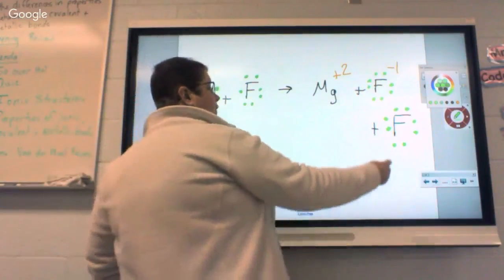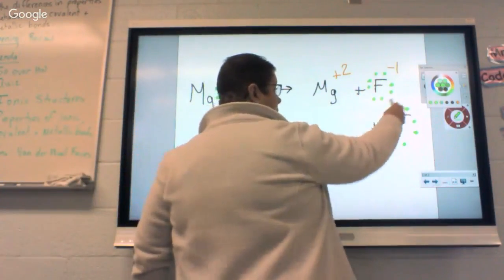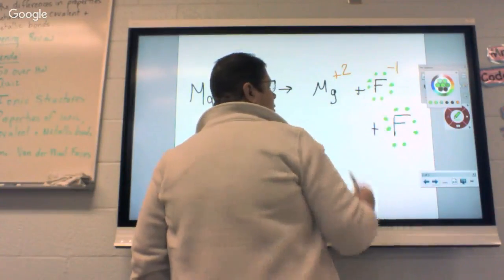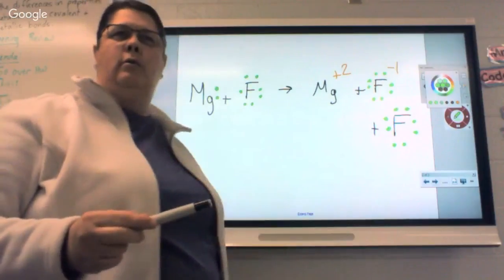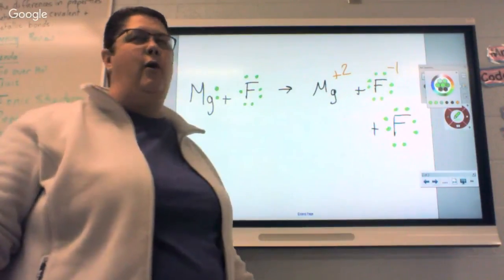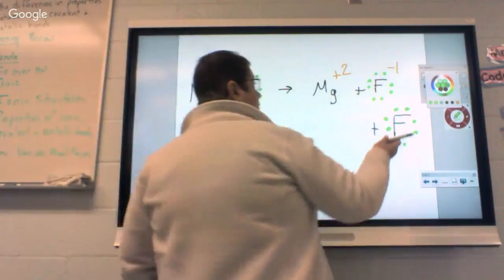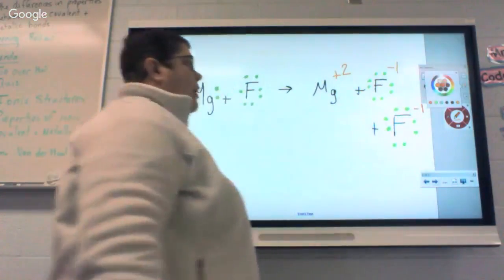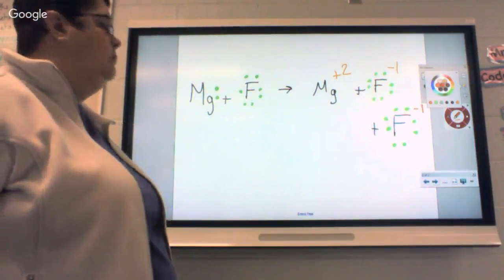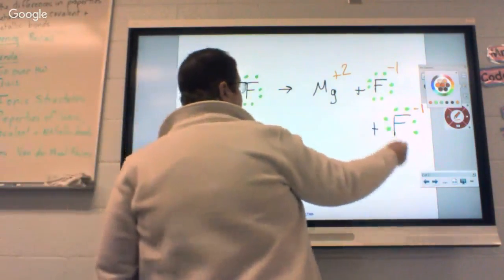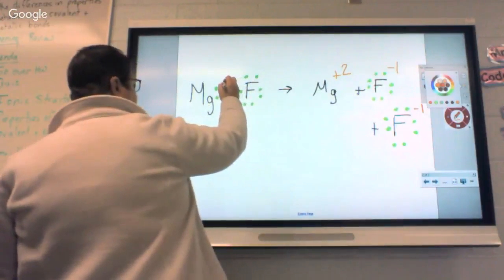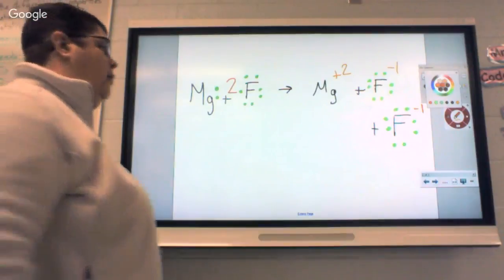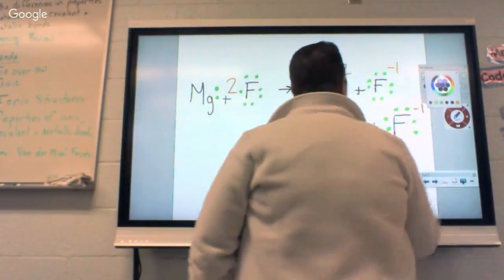So I added a fluorine. Fluorine had 7. So when I added 1 more, it gave me my magic number of 8. So now I just put in my minus 1. Is my equation balanced? No, because I have how many F's on this side? So I put 1 here. Voila.